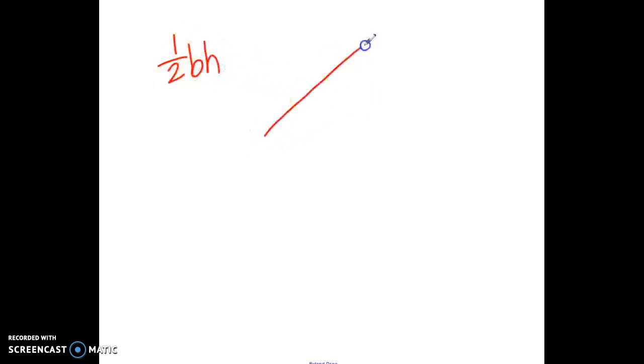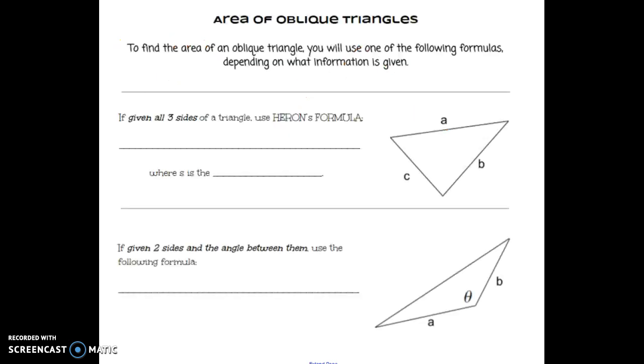But we know for a triangle, the base and the height have to be perpendicular. So if you call this your base, then the height has to be this perpendicular line to that base. And if you don't know what that is, it makes it a little bit challenging to find the area of that triangle. So today we're going to learn two different formulas that you can use based on the information that's given to you. The first thing is something called Heron's formula.